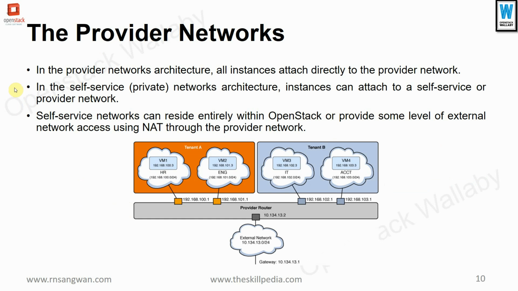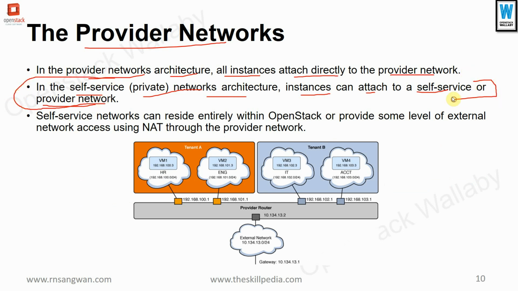The provider network. In the provider networks architecture, all instances attach directly to the provider network. In the self-service or private network architecture, instances can attach to self-service or provider network. We have both options. So we will have this option throughout our presentation and demonstration in the labs. We will be using self-service because provider network will have only the directly to the provider network, means physical network. Whereas in self-service, we have both options, self-service or private network.